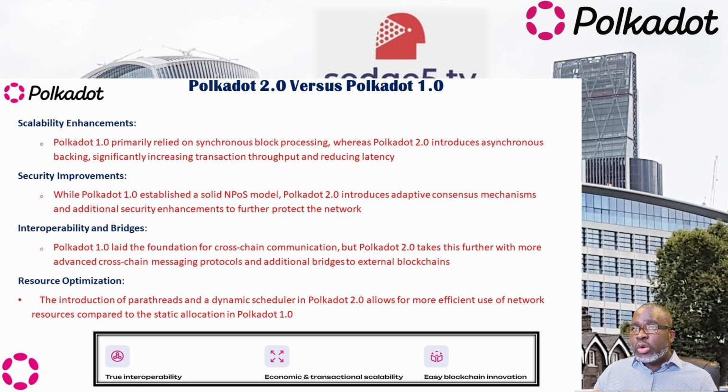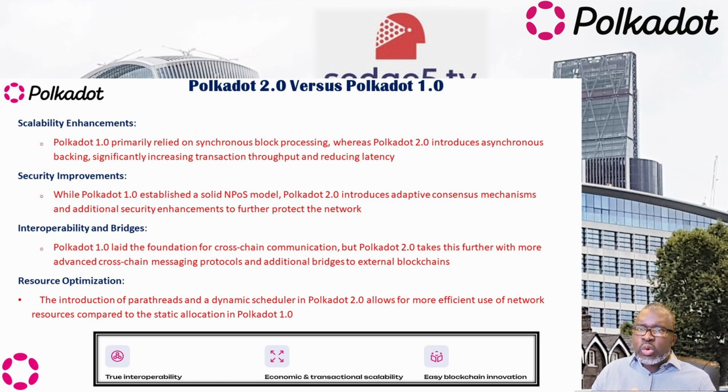Under Polkadot 1.0, primarily it relied on synchronous block processing, whereas Polkadot 2.0 introduces asynchronous backing, significantly increasing transaction throughput and reducing latency, which means under Polkadot 2.0, we have more transaction throughput, or it increases the TPS of the network. The next item is around security improvement.